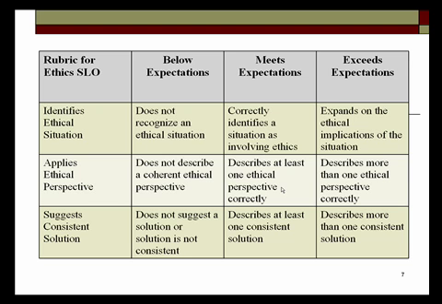On this slide, you can see a rubric. One way to proceed is to construct a rubric, which is a way of evaluating student work. It lists the major criteria for evaluating the student work, as well as examples of performance, say, below expectations, meets expectations, and exceeds expectations. So, for example, for identifies an ethical situation, below expectations is does not realize it's an ethical situation. Meets expectations means the student correctly identifies a situation as involving ethics. And exceeds expectations means the student expands on the ethical implications of the situation beyond what is provided.